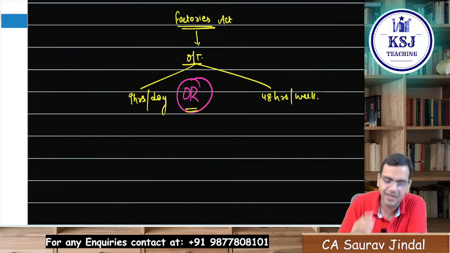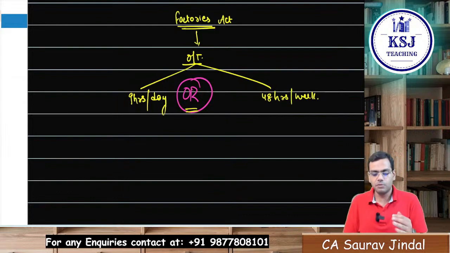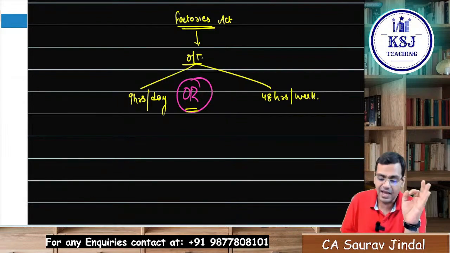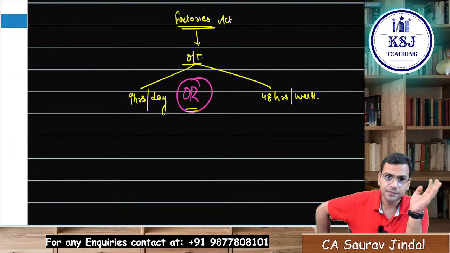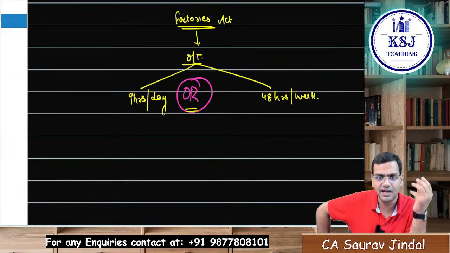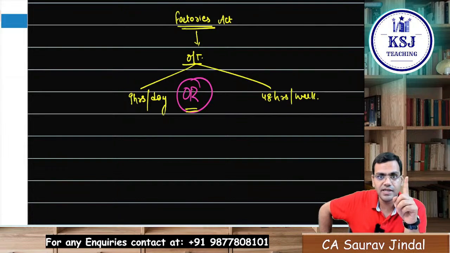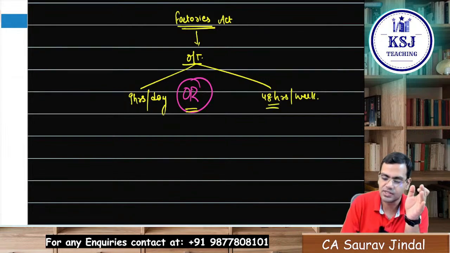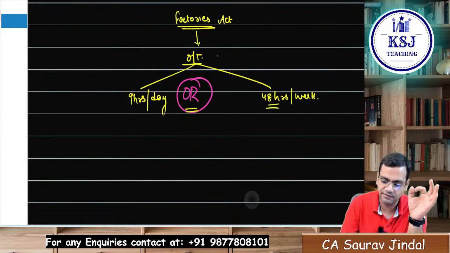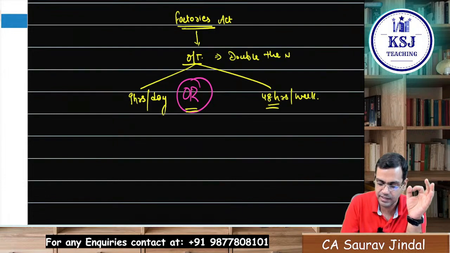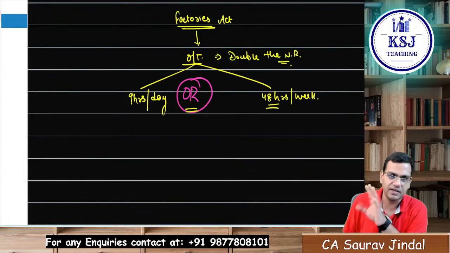So this "or" is very important, sir. The Factories Act says that you should be paying the overtime if any of the conditions is satisfied. If he is not working for more than 9 hours in any day, but he is working for more than 48 hours in a week, one of the conditions gets satisfied, so you will pay the overtime beyond the normal working hours. Whatever is beyond 48 hours, you will take it as overtime, and the overtime will be paid at double the normal rate. This is what the Factories Act says.